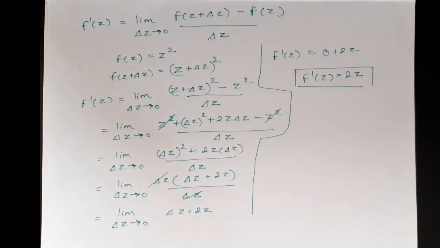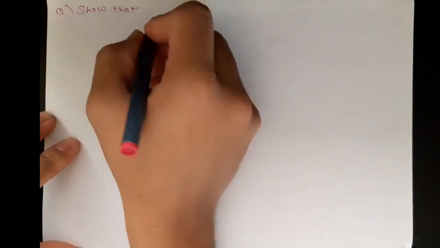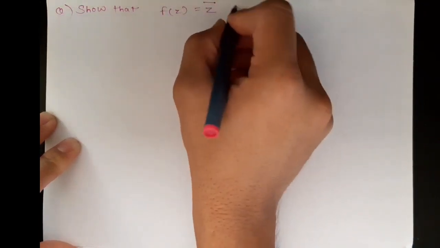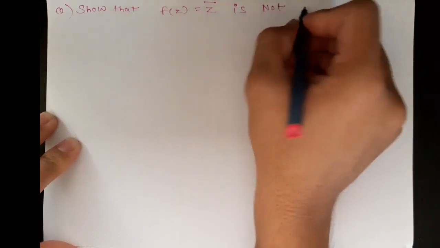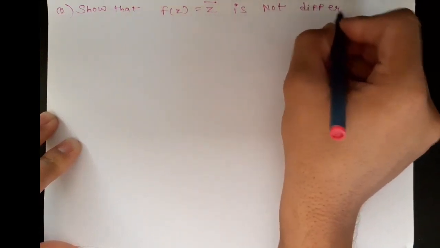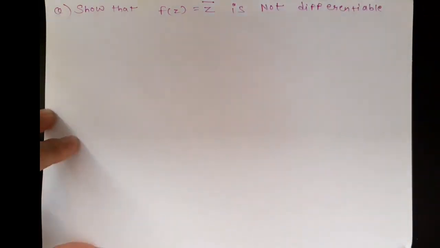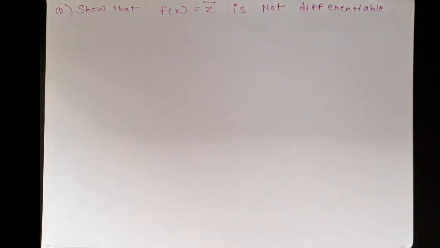so next question. Okay, we will move towards the next question. The question is: prove that or show that f of z equals to z bar is not differentiable. Show that f of z is equals to z bar is not differentiable.